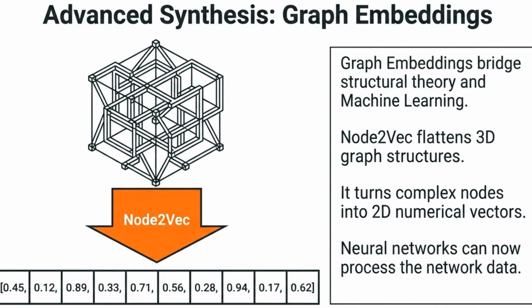For advanced synthesis, we use graph embeddings. Methods like Node2Vec flatten complex three-dimensional graph structures into two-dimensional numerical vectors, allowing neural networks to process network data effectively.